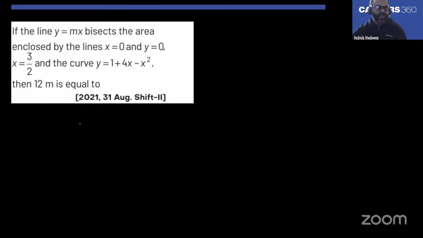So here, what is there? If the line y is equal to mx bisects the area enclosed by the lines x equal to 0 and y equal to 0, x is equal to 3 by 2, and the curve y equal to 1 plus 4x minus x square, then 12m is equal to.